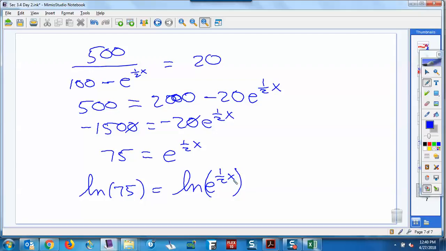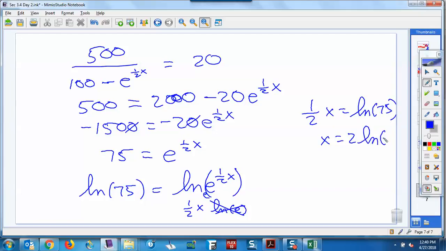1/2 x, right? You bring the 1/2 x down in front, then that's ln e, or you just say that's a base e, that's a base e, they cancel each other out, stuff we talked about earlier in the week. But that's a 1 right there. So we get 1/2 x equals ln 75 times 2, you get 2 ln 75, and just leave it. To be honest, just leave it.